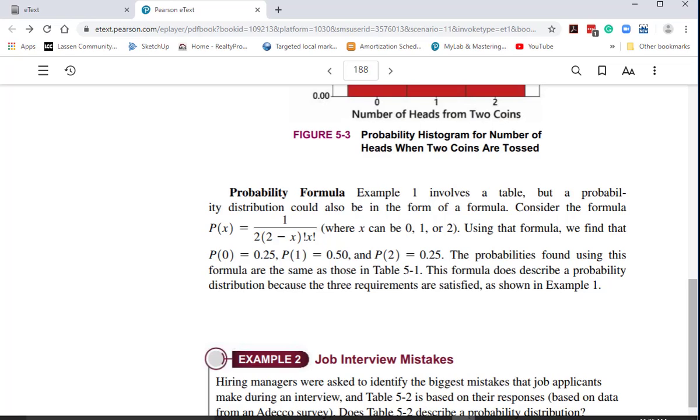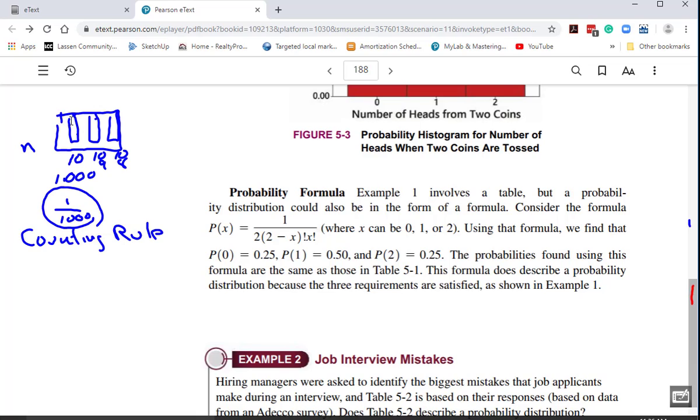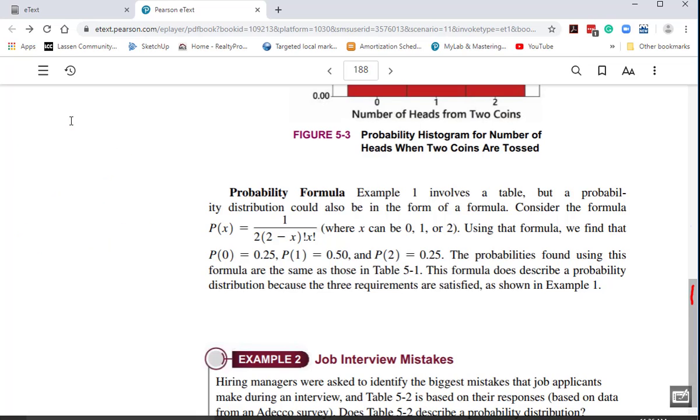So the probability formula in example 1 involves a table. Let's look at this here. It's a little bit of a leap. Do any of you know this symbol? I know you know that one. Are you familiar with this? This is like an excited X. Mathematically, it doesn't mean that you have a very loud X. Does anybody know mathematically what that means?